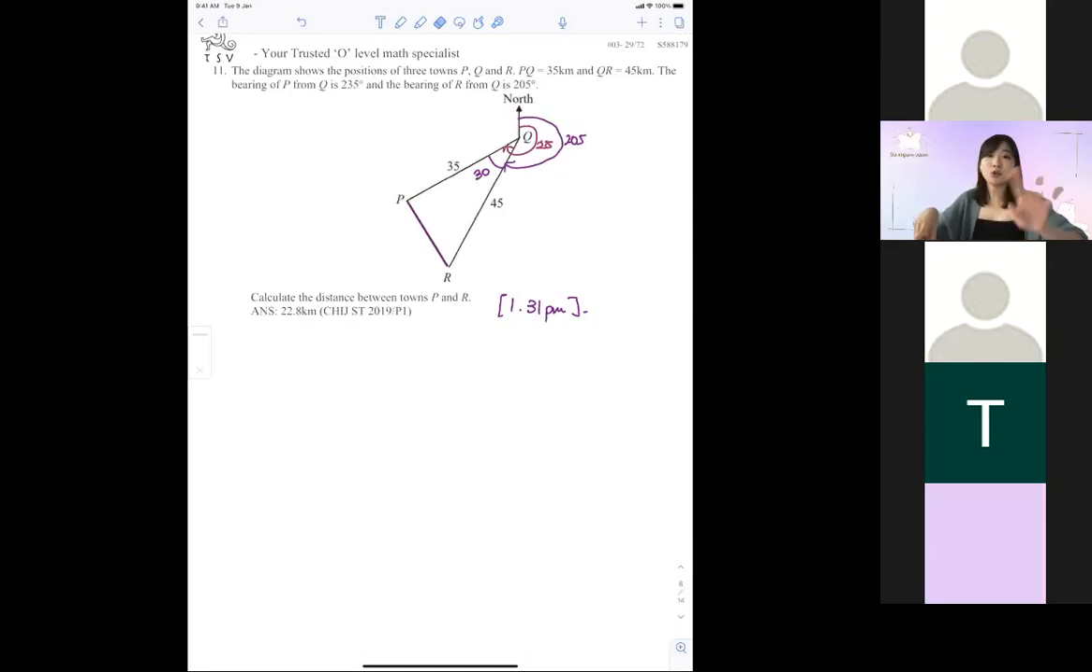Terence, PR is just length, so don't need to put 0 in front, okay? Only when I ask you for bearing, then you need to put 0 in front. So it's just 22.8 km. Okay, don't need to put 0. Xingle and Yan almost done. I give you guys 1 more minute, okay? When you're done, send me.